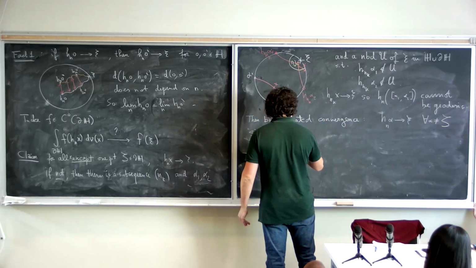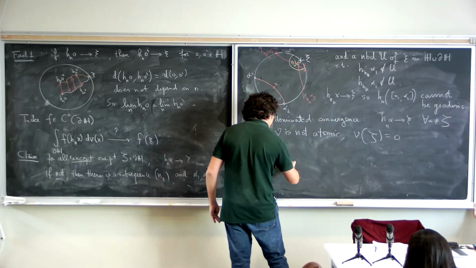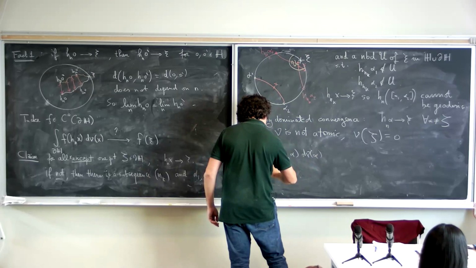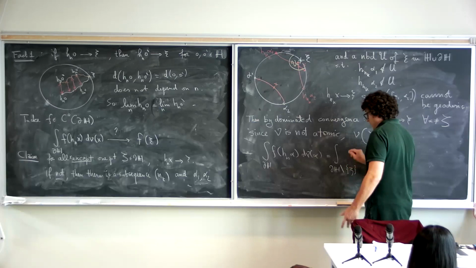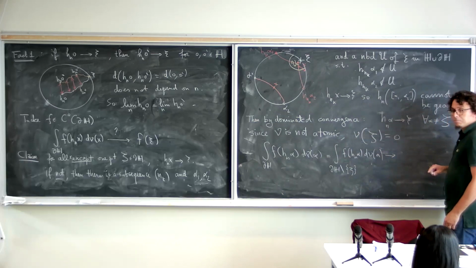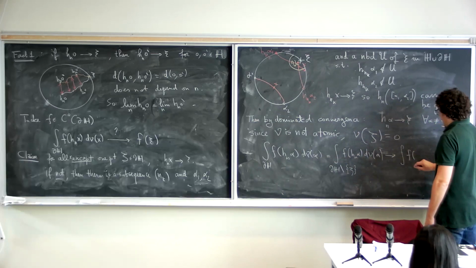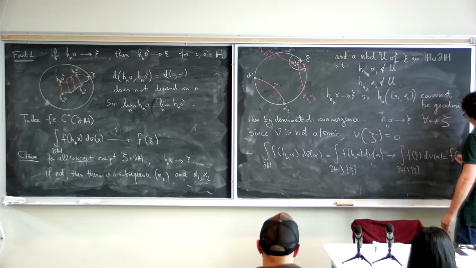since nu is not atomic, nu of zeta is zero. So the integral of f h_n alpha d nu alpha on the boundary, well, this is the same as the integral on the boundary minus zeta. Just that's one point. Then by dominated convergence, this converges to the integral of f of psi d nu, which is f of psi.